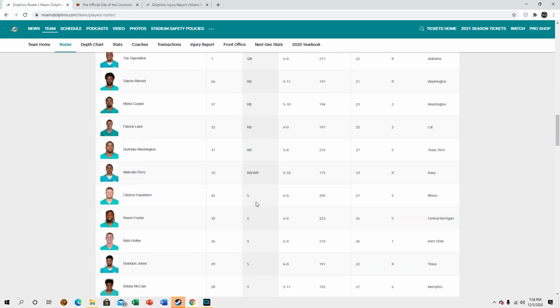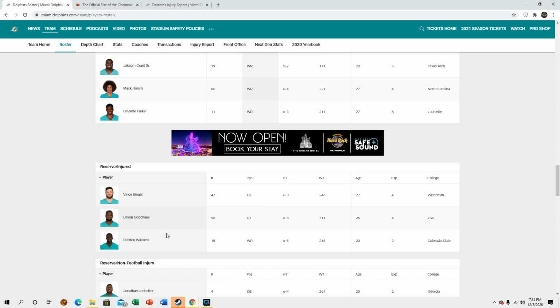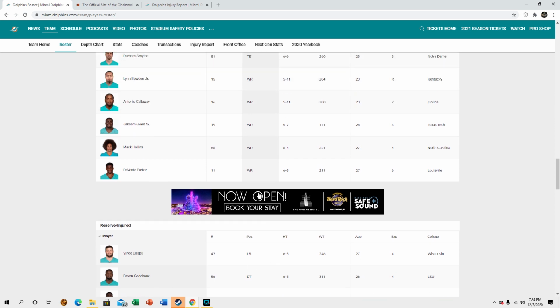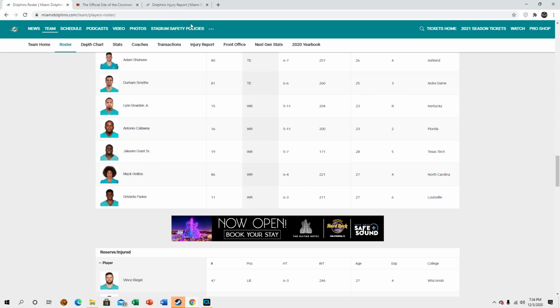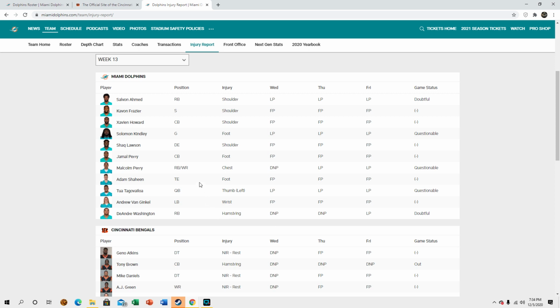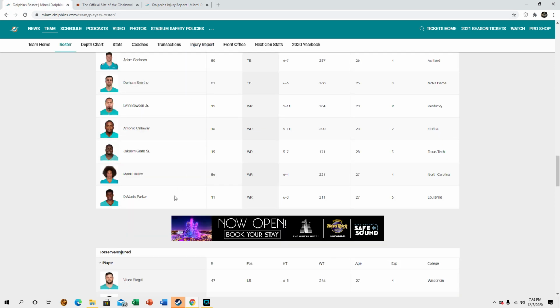We still don't have Preston Williams back, unfortunately. He's still on IR. Hopefully we get him back here shortly. As far as our receivers go, Malcolm Perry will probably be out. So don't be surprised if Lynn Bowden gets a little bit more snaps. Matt Collins as well, we've been using him a little bit with Preston out just because he is 6'4".